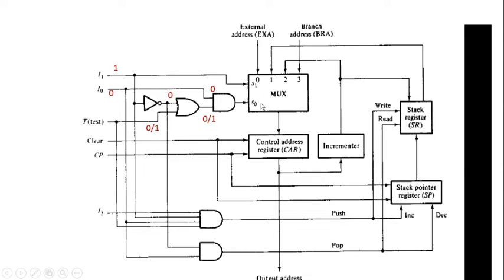1 0 in decimal means 2. So whenever the value of S1 equal to 1 and S0 equal to 0, the second input of this multiplexer is going to be selected by this multiplexer.